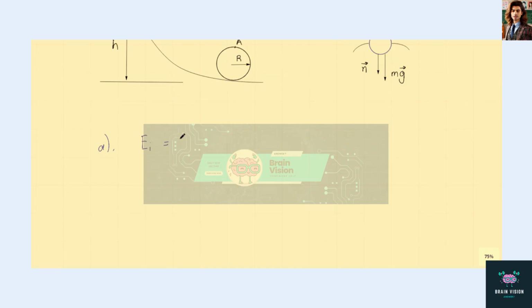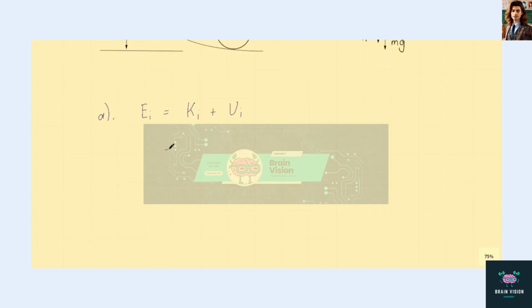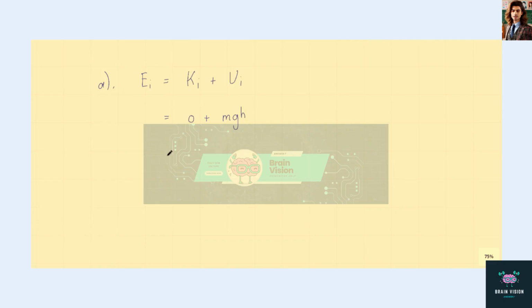of the bead, Ei, is equal to its initial kinetic energy. So this is its initial mechanical energy. That's its initial kinetic energy plus its initial gravitational potential energy, Ki plus Ui. But it starts from rest, so its initial kinetic energy is 0, since its initial velocity is 0, and its initial gravitational potential energy is mgh, which you can write as m times g times 3.5r. So we've written the initial energy in terms of r.